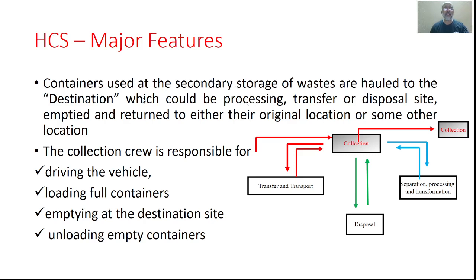So under this SCS, containers used at the secondary storage are hauled to any of these destination points, emptied at the respective destination sites, and the empty container is brought back to its original location or some designated location, and the vehicle moves to the next collection point.